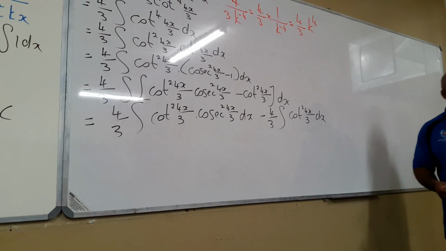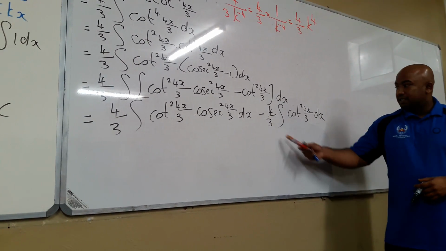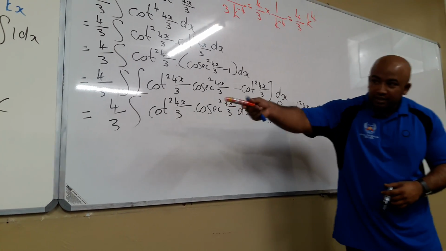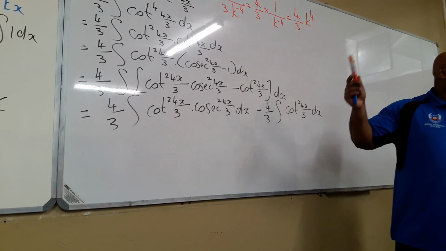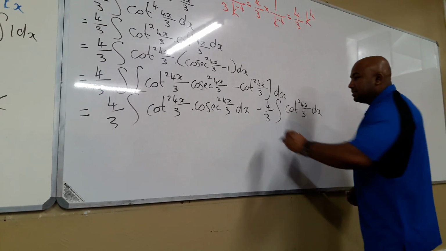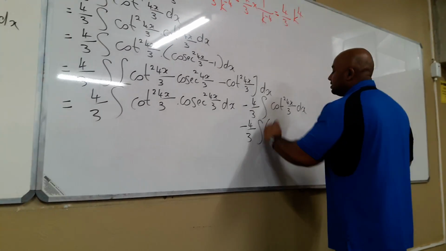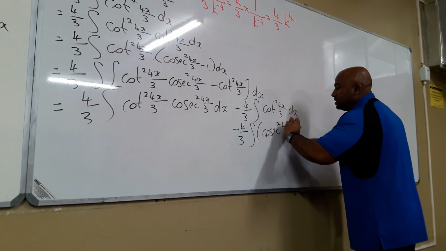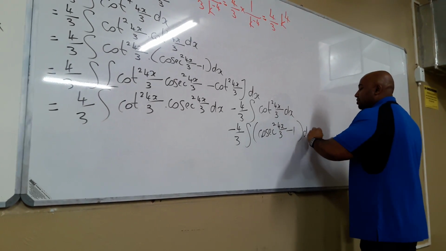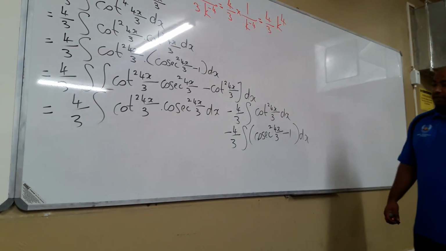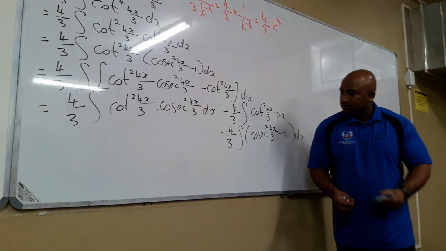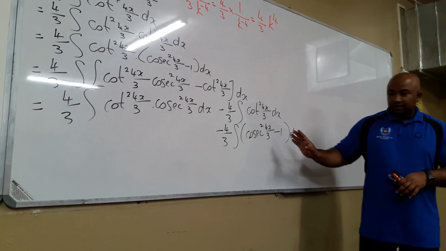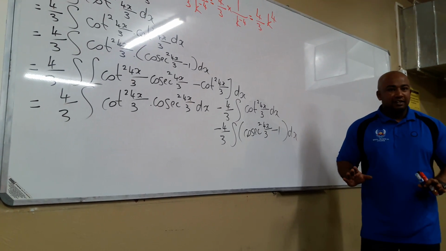So what did we do now? We multiplied out. We have another square here. Can you see that? We're at this stage there. We have a square, so you need to use your square identity. So that is minus 4 over 3. Cot squared can be written as cosec squared 4x over 3 minus 1 dx. Okay. Now, you can multiply out again. You don't have to. Okay, let me do it a bit differently.